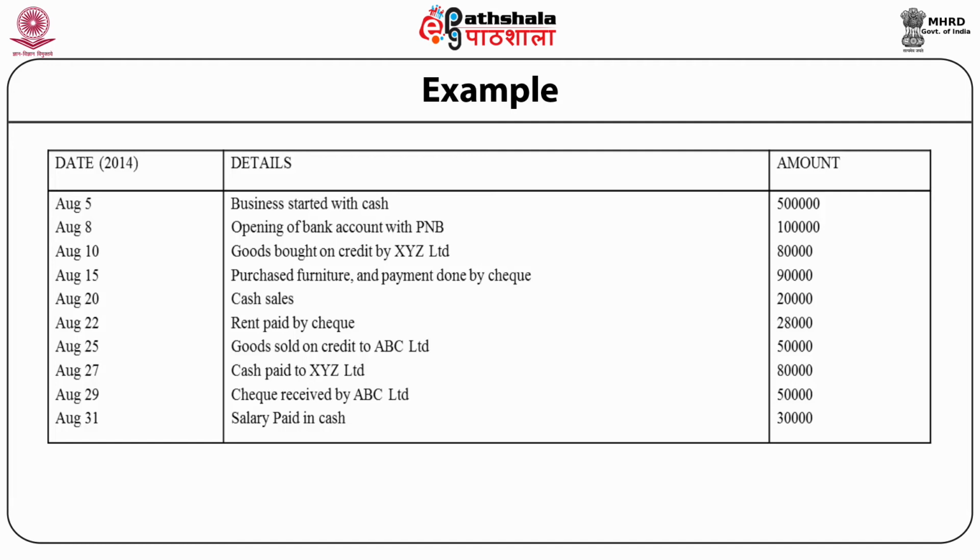August 29, bank account debit, rupees 50,000. To ABC Limited, rupees 50,000. Summary, payment received by ABC Limited.